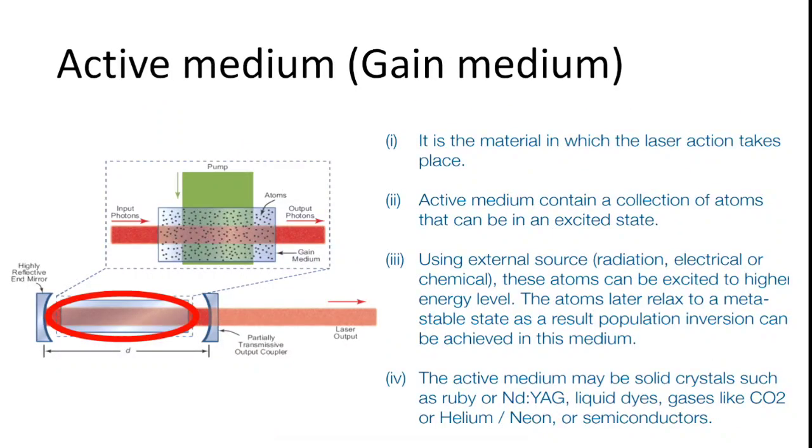The active medium is a material in which the laser action takes place. Active medium contains a collection of atoms that can be put in an excited state using external sources like radiation, or through electrical or chemical ways. These atoms can be excited to a higher energy level. The atoms later relax to a metastable state. As a result, population inversion can be achieved in this medium.